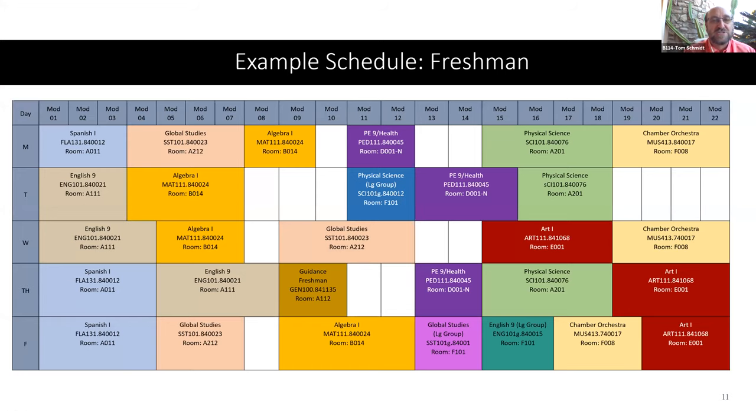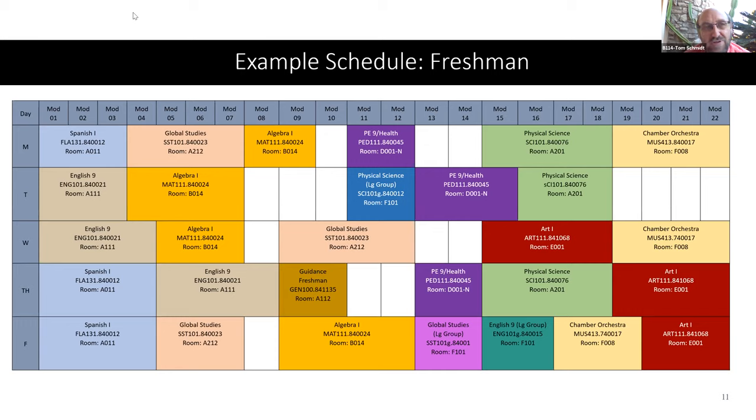So this is a typical student schedule. If you look at here, this is what a freshman schedule may look like. The piece you'll see is we divided our day into 20-minute period chunks of time. So if you look at the top of the screen, you see mod 1, 2, and 3. Each one of those is 20 minutes. So from mod 1 to 22, each one of those is 20 minutes, like I said before.